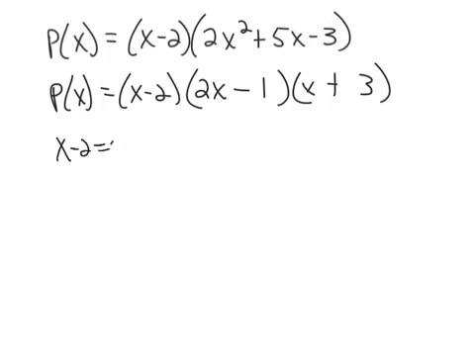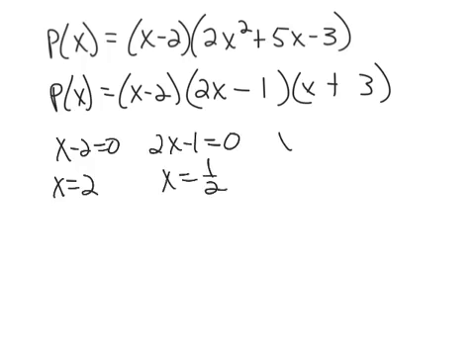X minus 2 is equal to 0, so we know that x equals 2 is a root. 2x minus 1 is equal to 0, so x is going to be 1/2. And then x plus 3 is equal to 0, so x is going to be negative 3. If you go back to your original list, you'll see that all of these were listed when we did the rational root theorem. So this is the process we're going to use in class, and we'll practice it quite a bit more to figure out the possible roots of a polynomial function that's greater than degree 2.